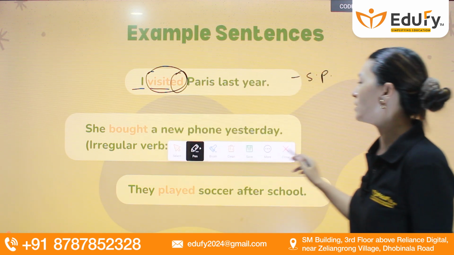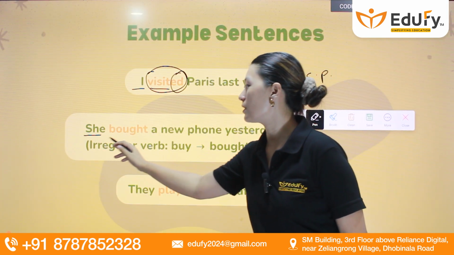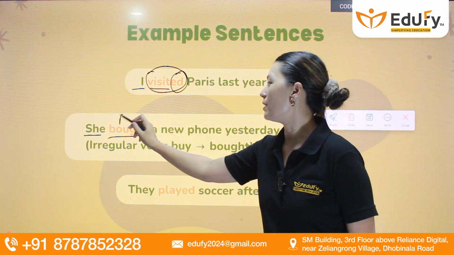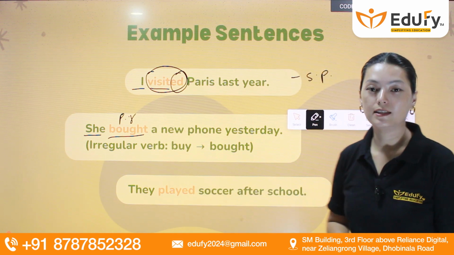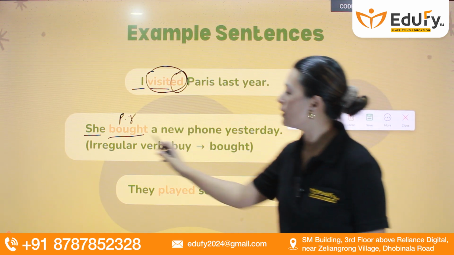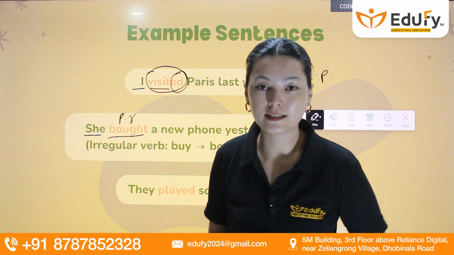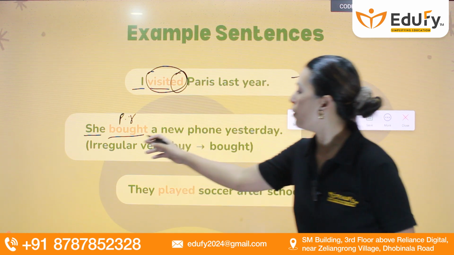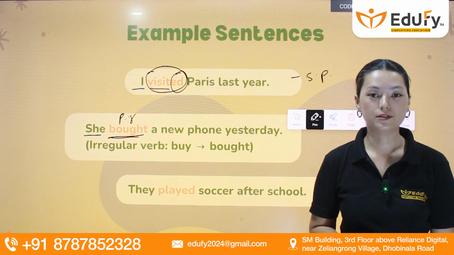If we move forward into the next example, we also see the same. She bought a new phone yesterday. She is the subject, bought is the past form of the verb, then a new phone yesterday has been written here. So we see that her action of buying the phone has been completed yesterday, and bought is an irregular verb here, as you can see through this example.